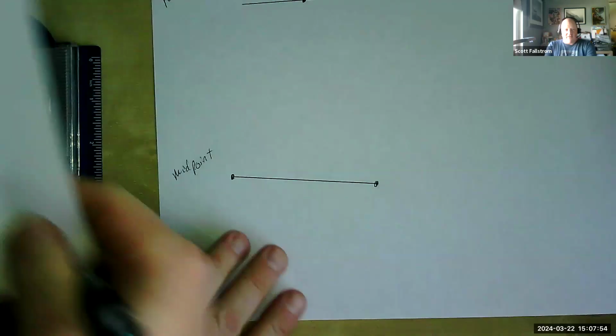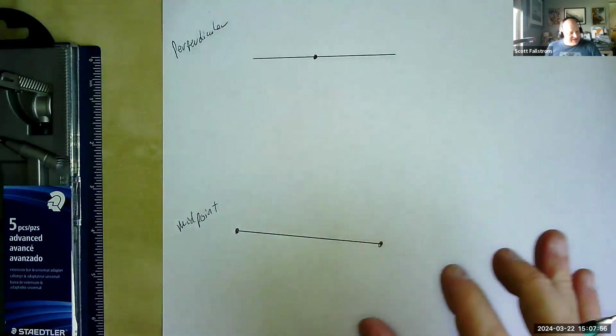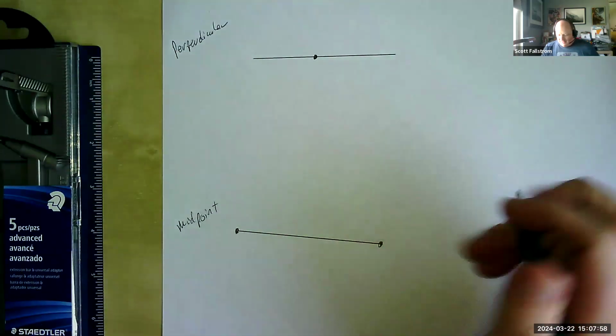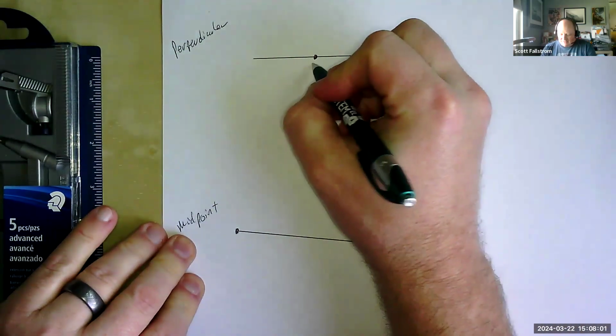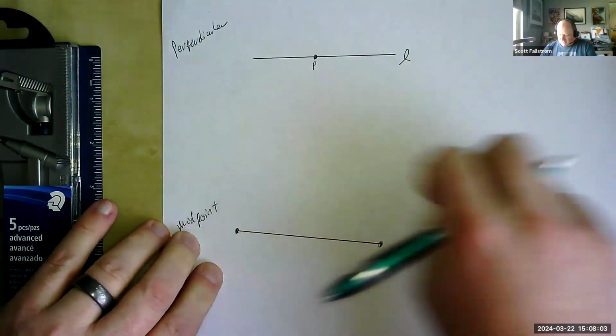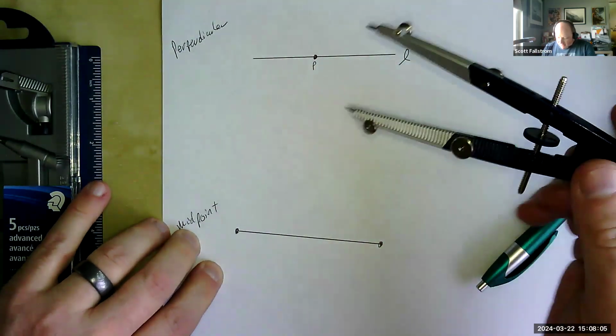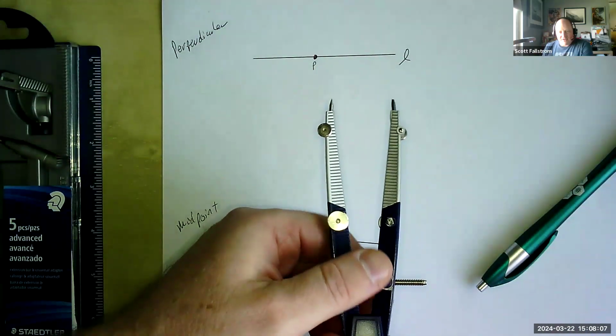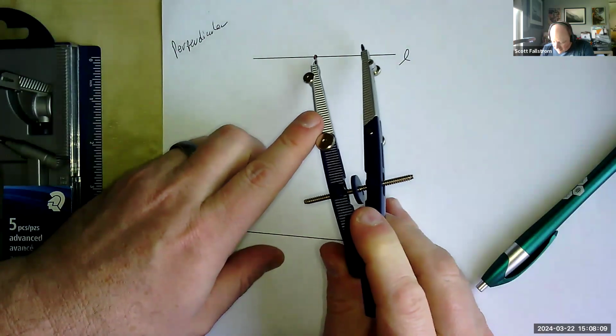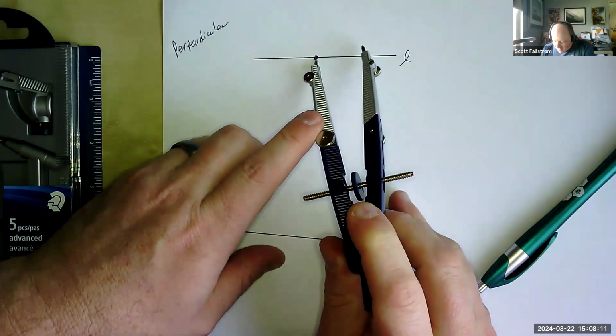Next up. All right, next up, what comes next? They give you a point on the line, and they say, build a perpendicular to this. All right. So now just take your compass and again, create a length. Doesn't matter how big. All right.